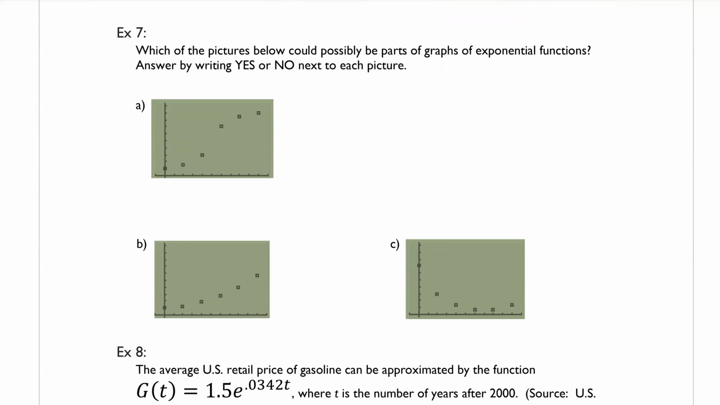Example 7 says, which of the pictures below could possibly be parts of graphs of exponential functions? Answer by writing yes or no next to each picture. Now, you will see examples of this in your homework, but the graph for part A, if I were to connect it, kind of makes this S-shaped graph. That is called logistic growth, or a logistic function. And so that is not exponential, so in this one we would say no.